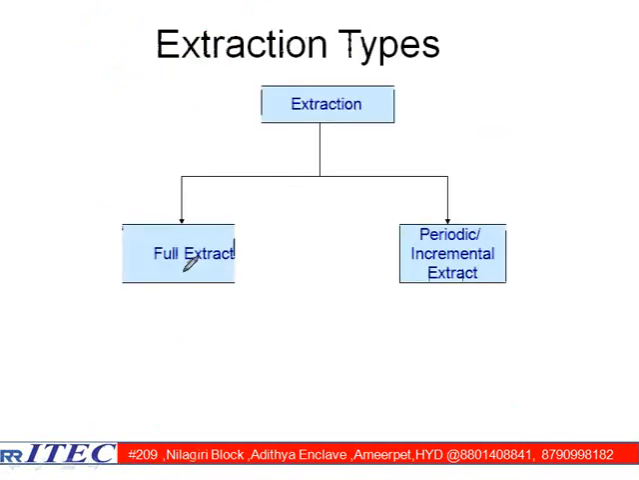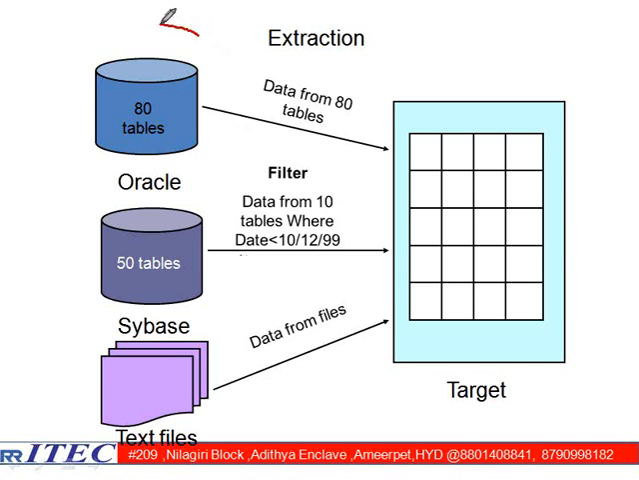Next one. What are the extracting types? One is called full extract. Full extract means whatever is available in the source. I can take this one as a full extract example. Why? Because I am not leaving any data over there. 80 tables are there, and 80 tables I am trying to extract. That is full extract. Each and every time the data of 80 tables I am trying to pull.